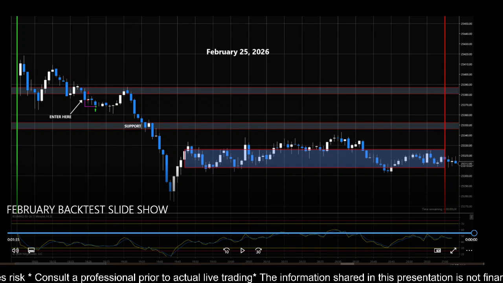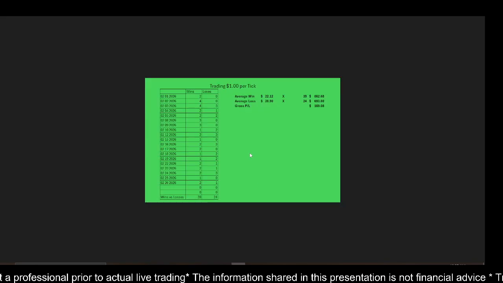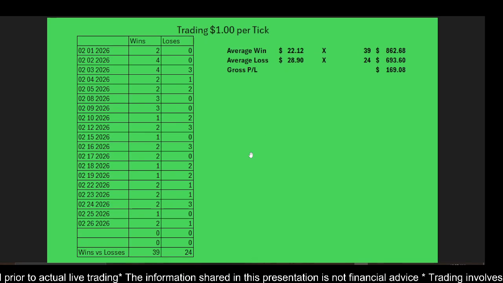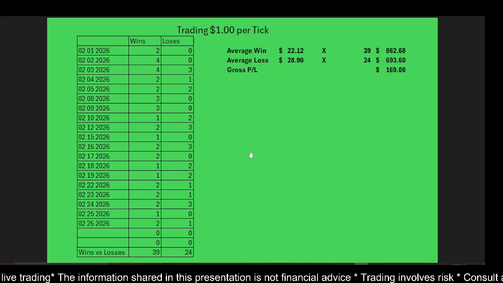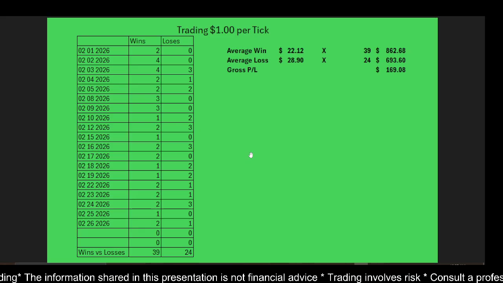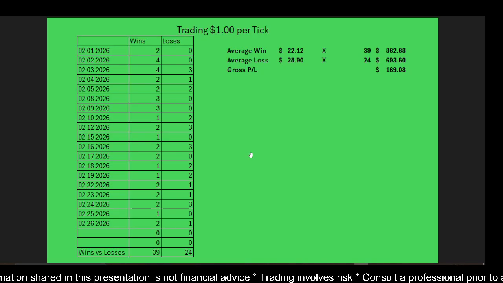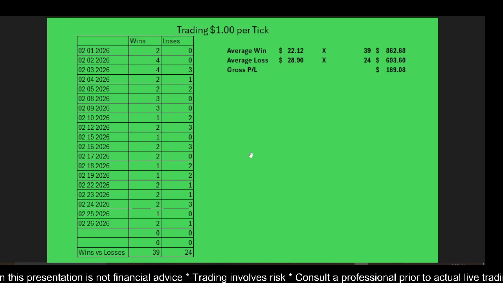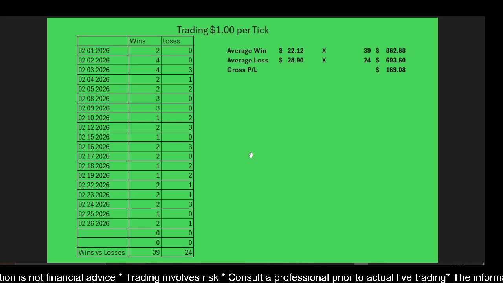So that's February, and we do not want to do that again. So here's our P&L for the month. Again, we're going to do this assuming one tick or $1 per tick, so that the arithmetic is pretty easy. As you can see, we have our win column, our loss column, and the dates that we made the trades. And down at the bottom, our wins versus losses: we have 39 wins, 24 losses. Not a good month.